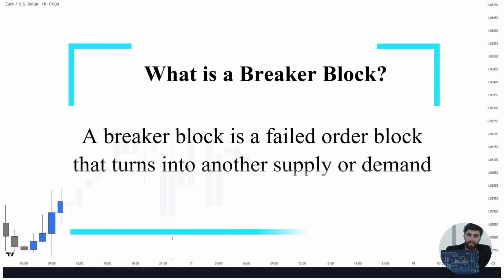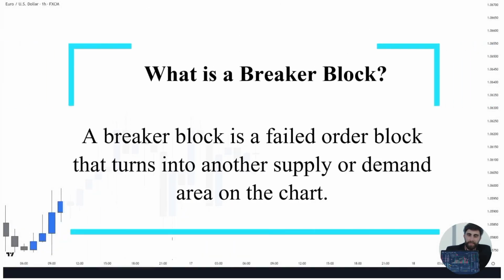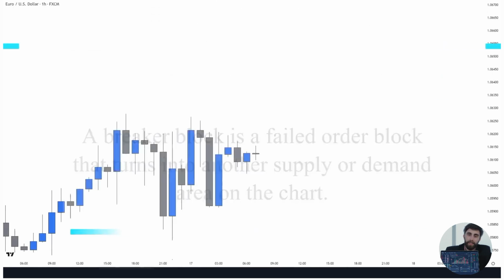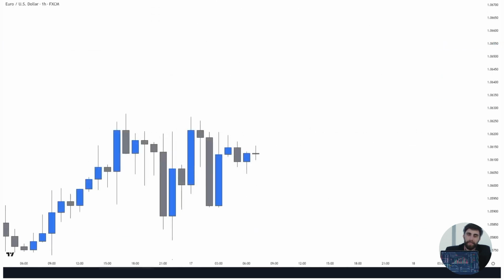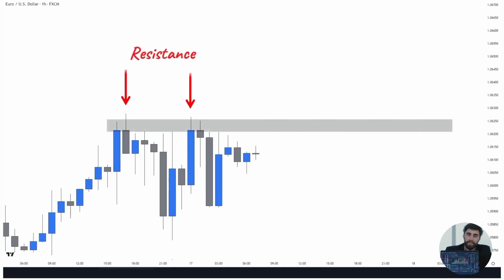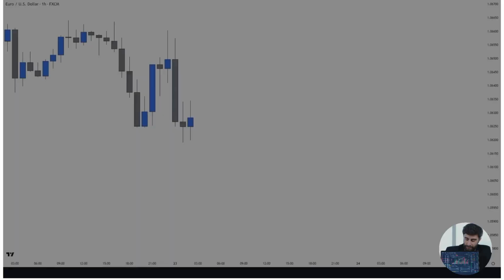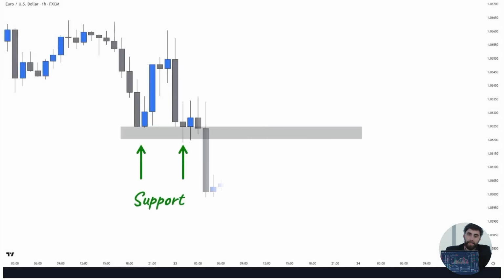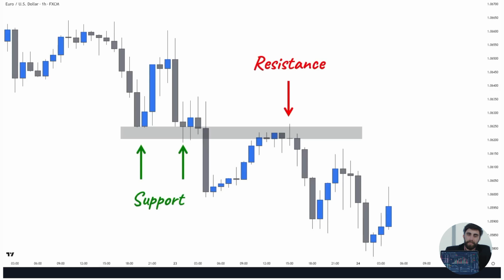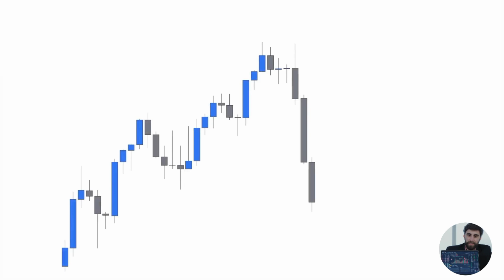What is a breaker block? A breaker block is a failed order block that turns into another supply or demand area on the chart. From basic price action, we know that whenever the price breaks through a resistance level, it becomes support due to the behavior of market participants. Similarly, whenever the price breaks through a support level, it becomes resistance when the market taps into that area again. The same concept applies to order blocks as well.